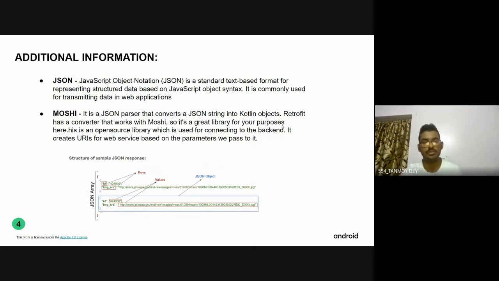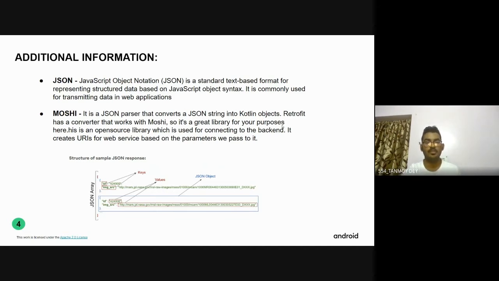And if you see the image below, it shows how the JSON array is passed. Inside the JSON array, there are a lot of JSON objects, and the first part, which is before the colon, is the keys, and then the values are mapped to the keys. So this is an example of a sample JSON response which you receive.